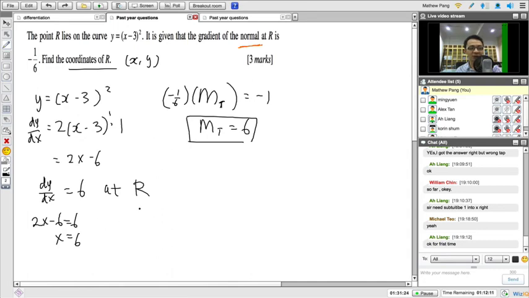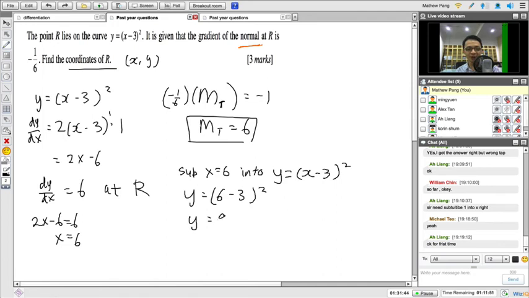Alright, so then I substitute x equals to 6 into y equals to, write the whole thing. So y will equal to 6 minus 3 square, which is 3 square. y equals to 9. Alright, so therefore coordinate R will equal to 6 and 9.